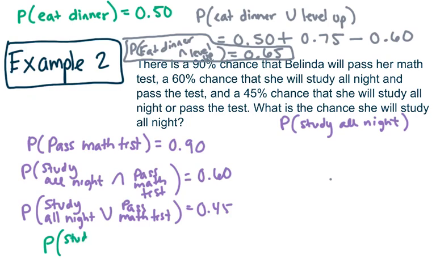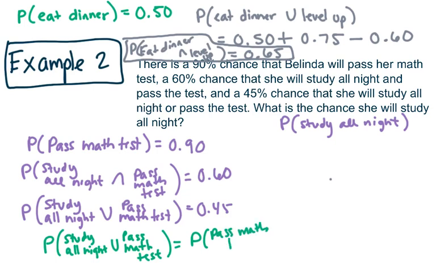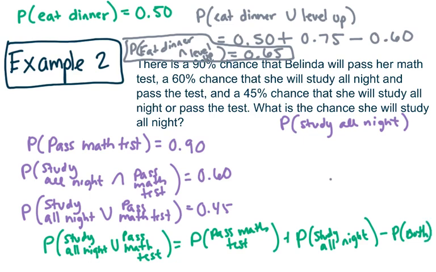So I know that the probability of study all night or pass math test is going to equal the probability that she passes her math test plus the probability that she studies all night and then minus the probability of both. So I'm going to use that formula to help me.